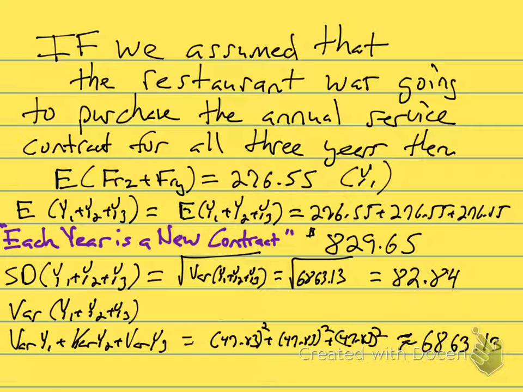If we assume that the restaurant was going to purchase the annual service contract for all 3 years, then the sum of the cost would be $276.55. And if we took that as 3 separate years, for the 3 years having the service contract each year, the expected cost would be $829.65 with a standard deviation of $82.84. Now this is treating them as individual yearly contracts and independent of each other.